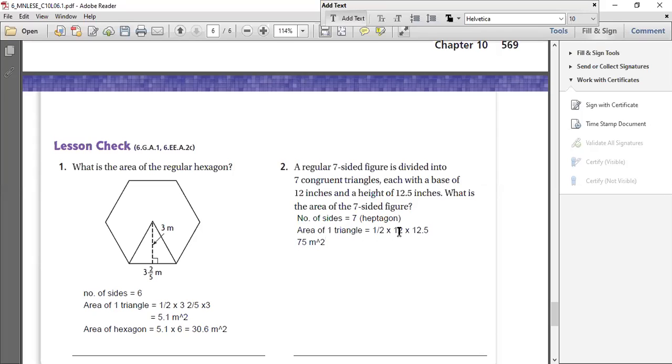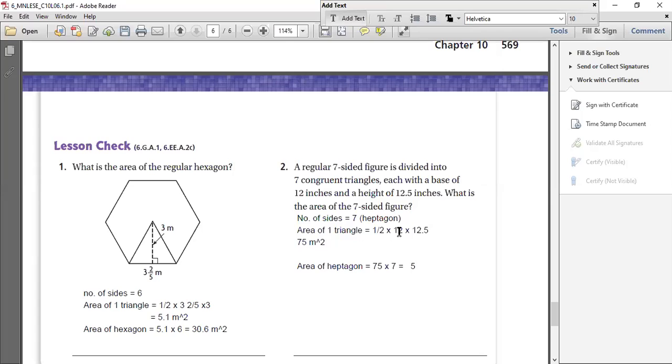Okay, now let's find the area of the heptagon. Area of heptagon is equal to 75 multiplied by 7, right? Because it has 7 sides. So that's going to be 7 fives are 35. I'm writing 35. Okay, 7 fives are 35, and then 7 sevens are 49, plus 3 is going to give you 52.